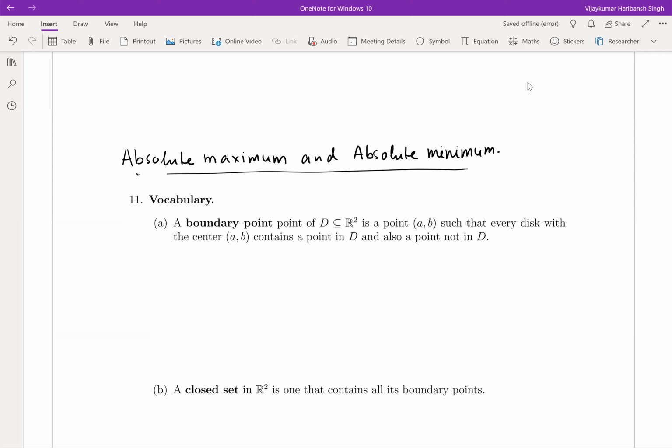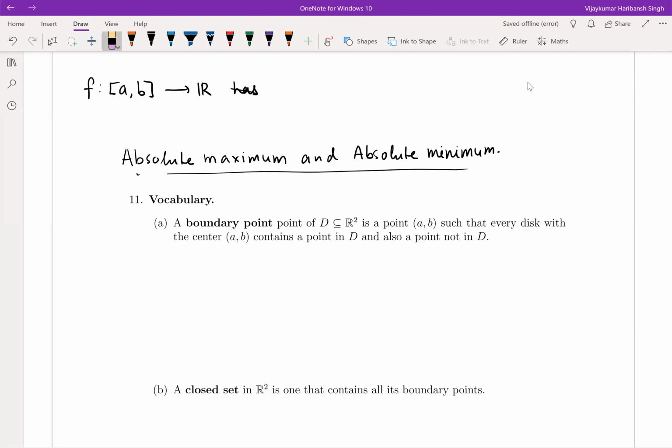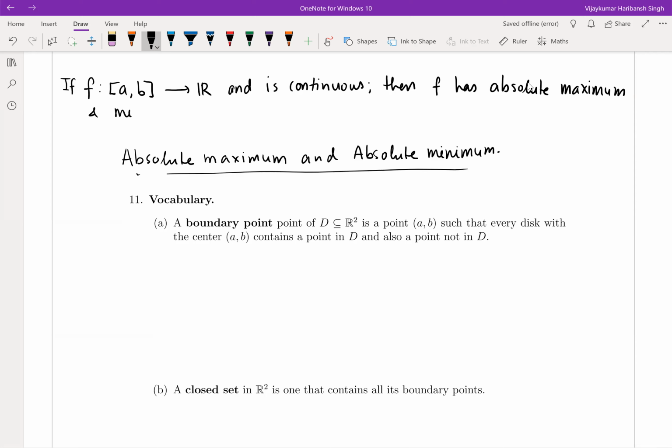So recall for a function of one variable: if we take a continuous function on a closed interval, f is a function from the closed interval [a, b] to R and is continuous, then f has an absolute maximum and minimum.